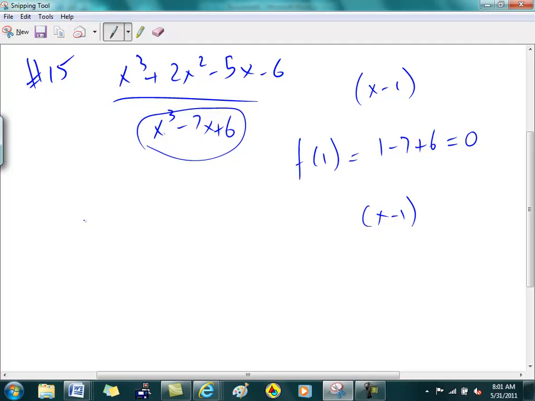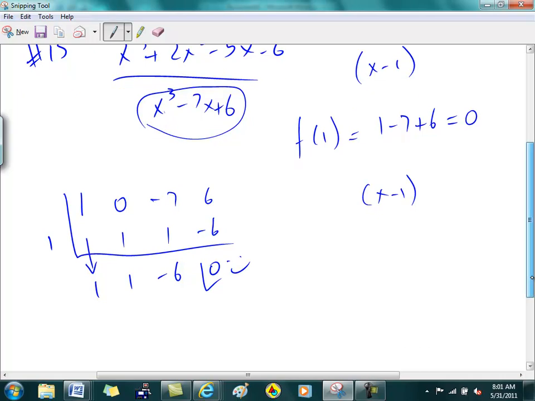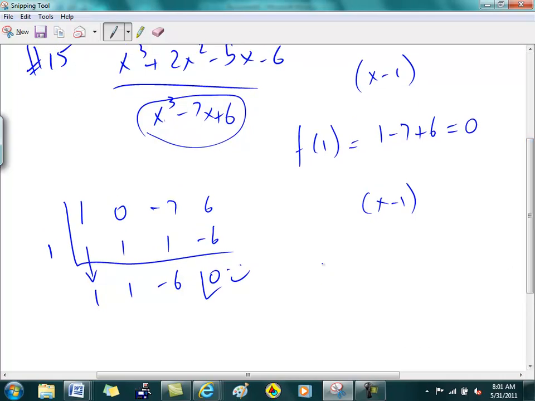So if I do that, I'm going to have 1, 0. Does everybody see where the 0 is coming from? Right, to fill in the spot for x squared. Yes? Minus 7 plus 6. And you're going to divide by 1 here. So this becomes a 1. That becomes a 1. That becomes a 1. That's a minus 6. A minus 6 and a 0. So it's divisible by x minus 1. So your factors downstairs are going to be x minus 1 times x squared plus x minus 6.